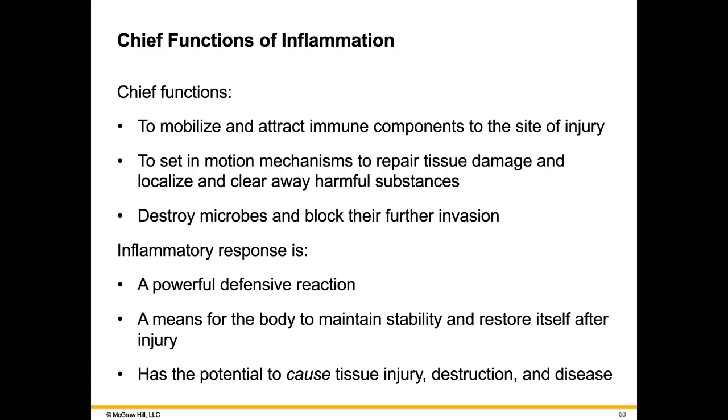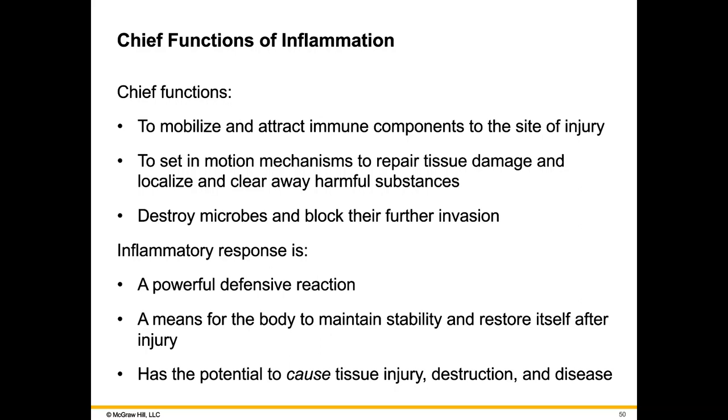It can aid in setting into motion repair mechanisms. It can aid in the destruction of microbes and block further spread of an infection. That inflammatory response is a really powerful defensive reaction, even though it may be uncomfortable for us. It's a means for the body to maintain stability and restore itself, to have time to heal after injury. And it has the potential to cause tissue injury itself, destruction, and disease.